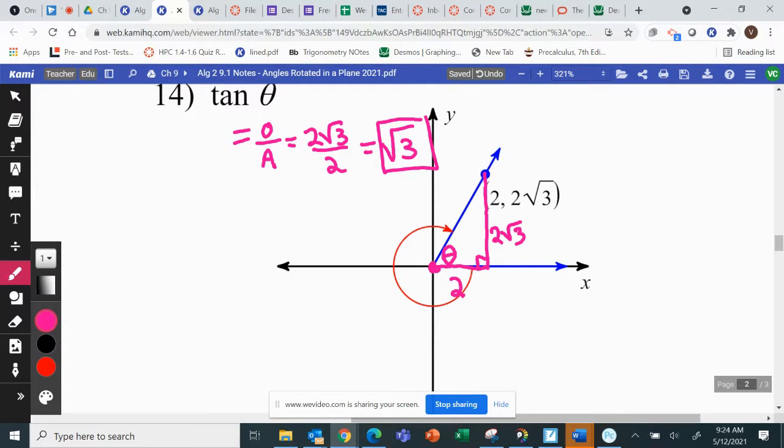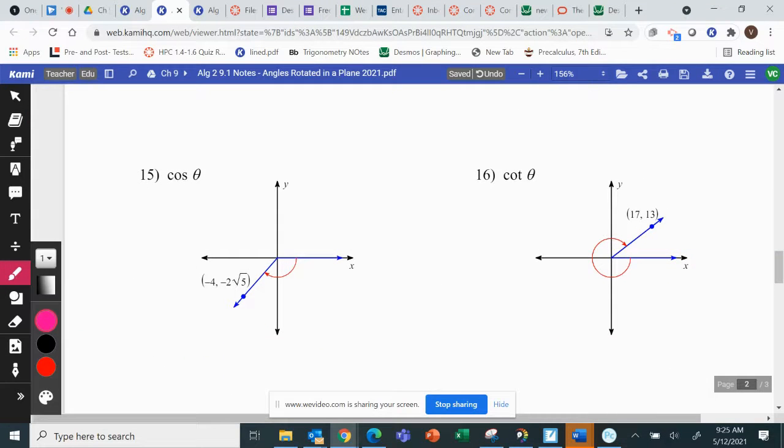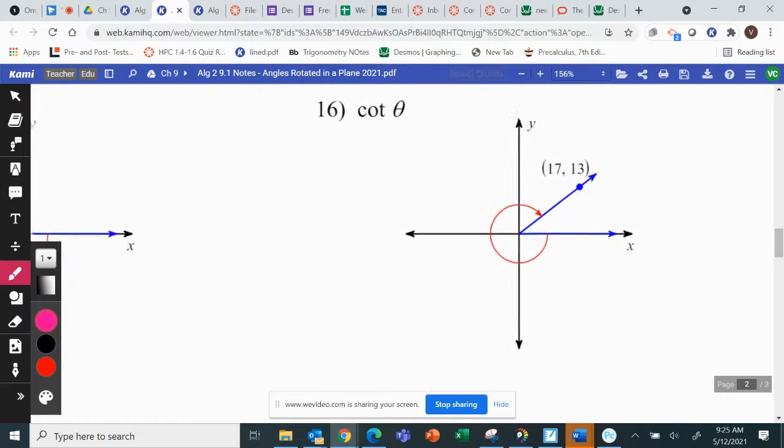So we are doing trigonometry, SOHCAHTOA, but we're combining it with this reference angle concept that we spent a lot of time on at the beginning of class. Well, let's see the next one. Let's not do the next one. It's cosine. Let's do a harder one. Cotangent. Let's go do cotangent.